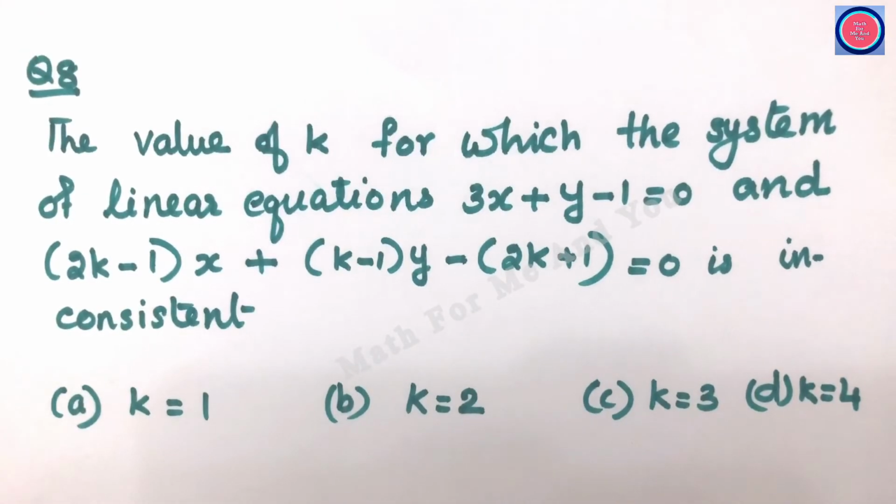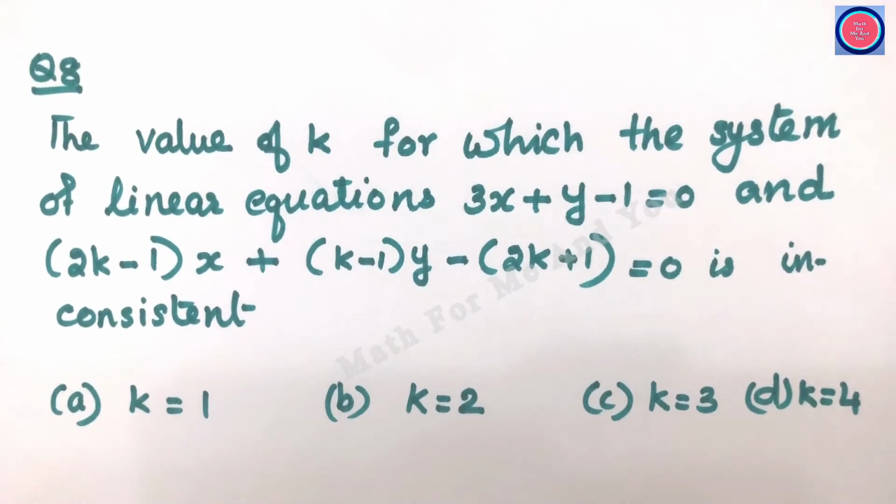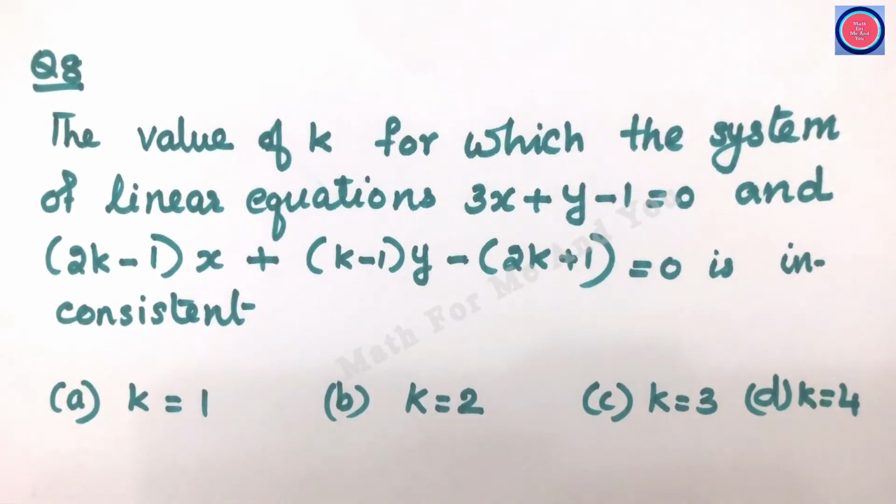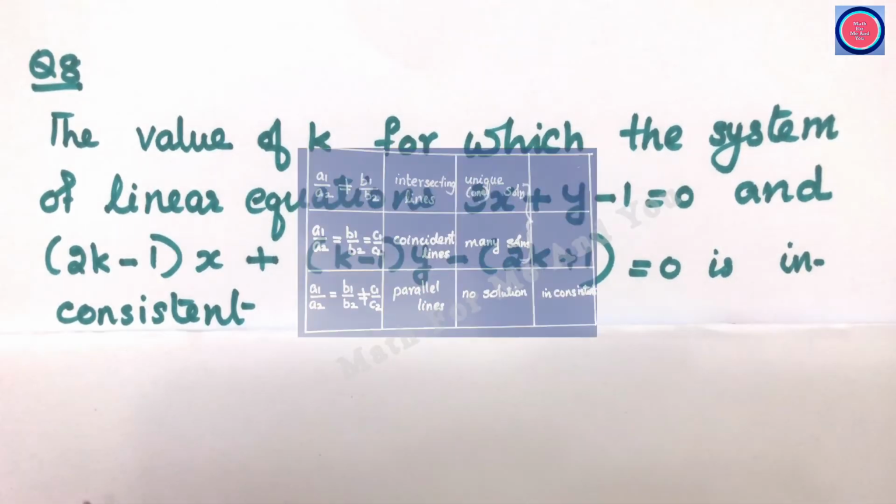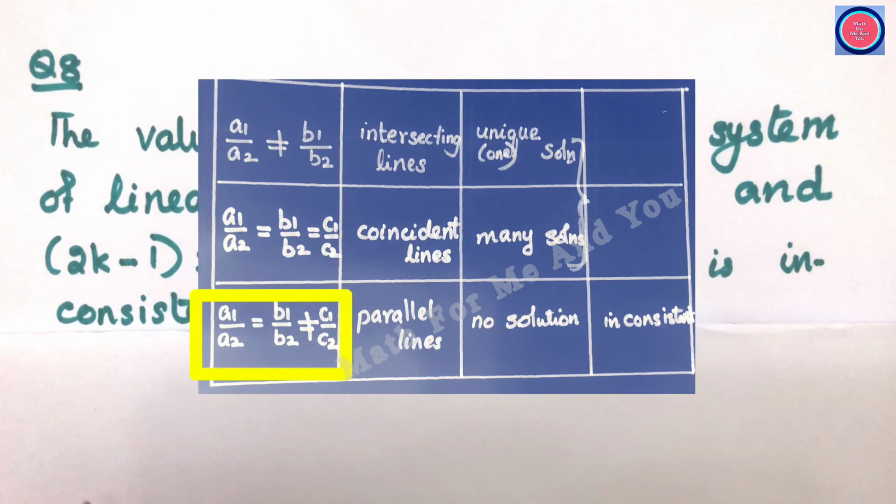Next question, the value of k for which the system of linear equations 3x plus y minus 1 equals 0 and (2k minus 1) times x plus (k minus 1) times y minus 2k plus 1 equals 0 is inconsistent. Here we have to use the condition for inconsistent pair of equations, and the condition is a1 by a2 equals b1 by b2 not equal to c1 by c2.